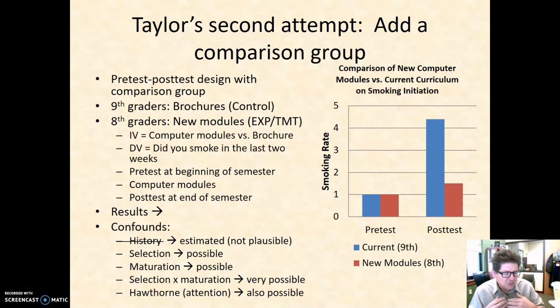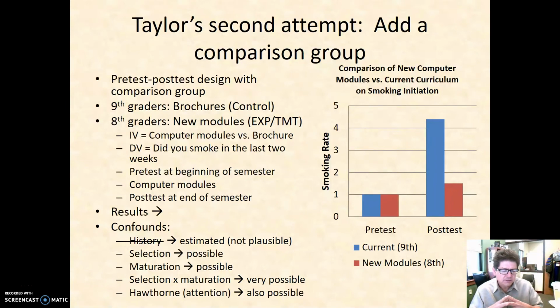There's a general historical trend for these students to trend upwards. Both groups trend upwards, but that historical or maturational trend is much lower with the new modules than it is with the current, or the brochure, the control condition. The brochures, it says current, but it's the brochures that they're getting. They're the control conditions. So one explanation for the results is these new modules work great. But we've got to examine this with a critical eye.